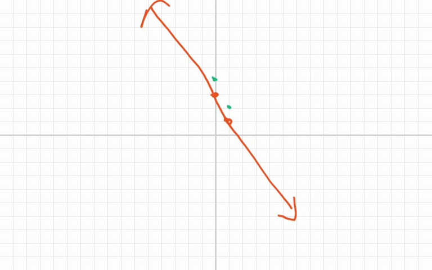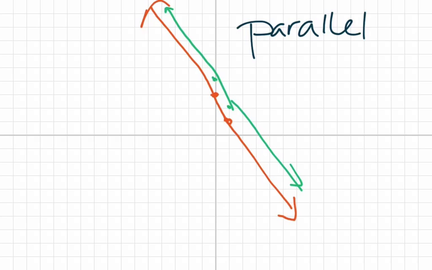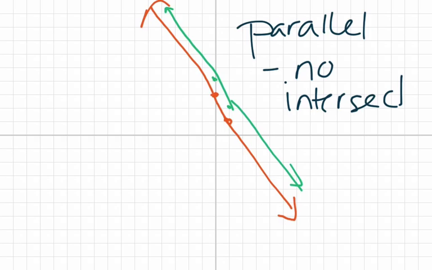It's going to be hard for me to draw, but what you should notice is that these lines are parallel because they have the same slope. And what that means is there is no intersection. So these lines are going to go on forever and ever and ever, and they are not going to cross, which means there's no intersection, which means there is no solution.